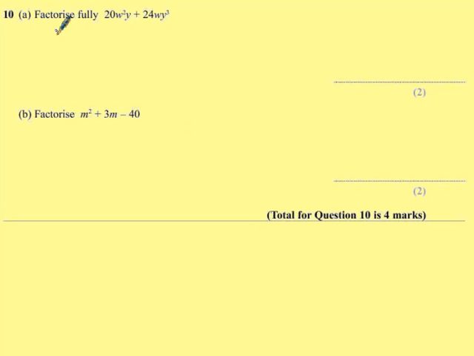Question number 10. Factorise fully 20w squared y plus 24wy cubed. Now the first thing to notice here is that we've only got two terms to factorise, and it is not a difference of two squares because this is not a square number and this is not a square number. So we are going to factorise just into one single bracket.